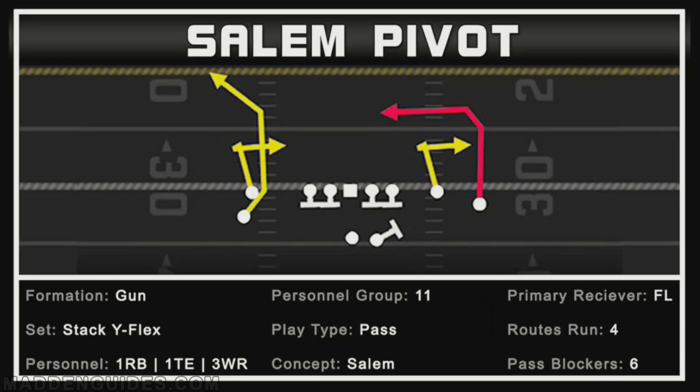Before we get to showing the passing concept, let's take a look at the actual play that we're going to run this from. This one is called Gun Stack Y Flex Salem Pivot. The personnel group for this one is 1 running back, 1 tight end, 3 receivers. The personnel group is 11. The play type is pass. The concept is called Salem. The primary receiver is the flanker. The routes run are 4, and the pass blockers are 6.